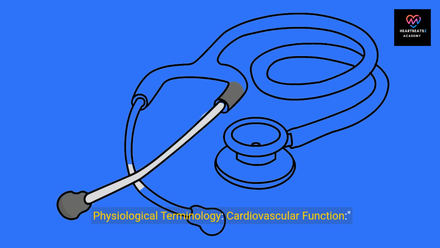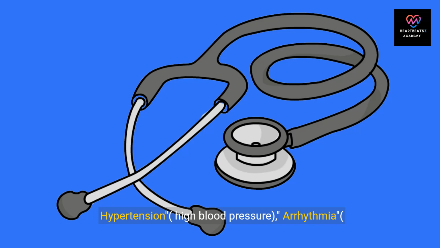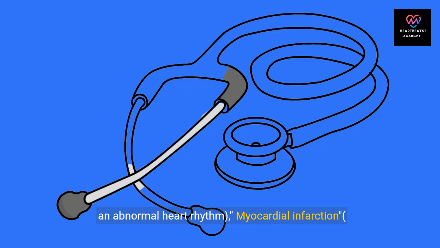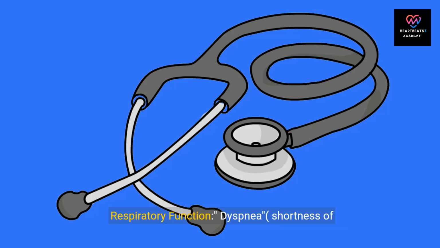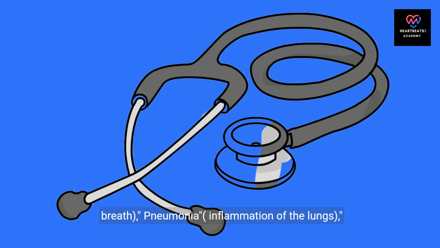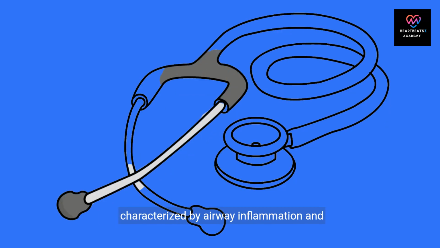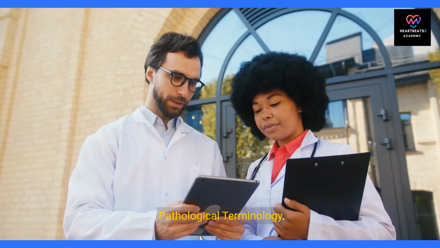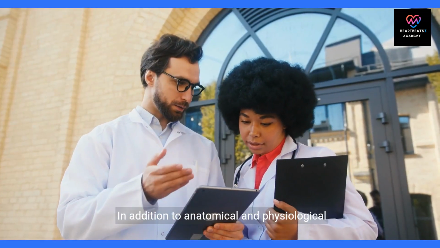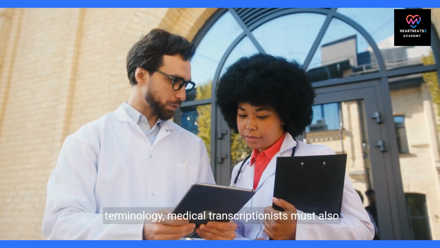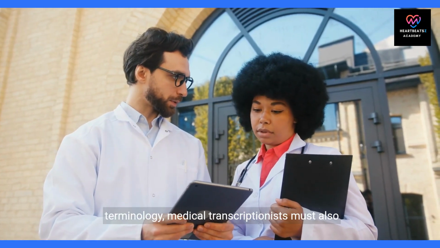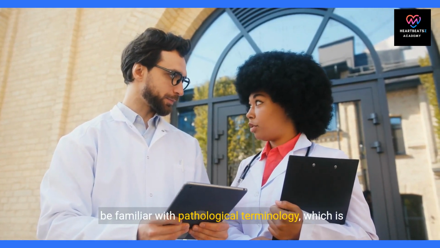2. Physiological terminology. Cardiovascular function: hypertension, high blood pressure; arrhythmia, an abnormal heart rhythm; myocardial infarction, a heart attack. Respiratory function: dyspnea, shortness of breath; pneumonia, inflammation of the lungs; asthma, a chronic respiratory condition characterized by airway inflammation and constriction.